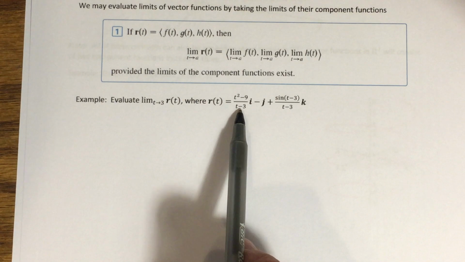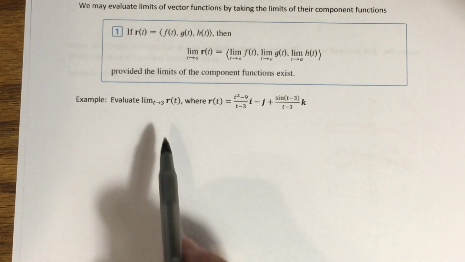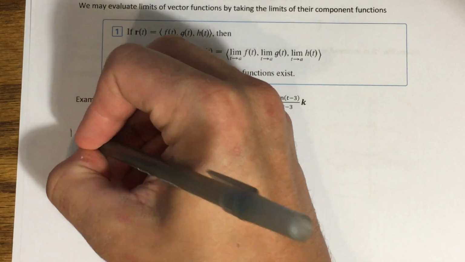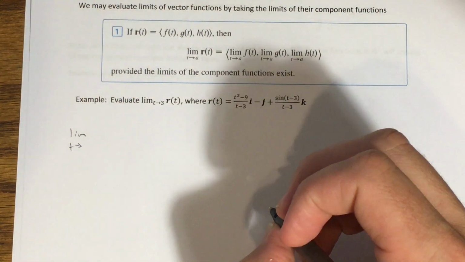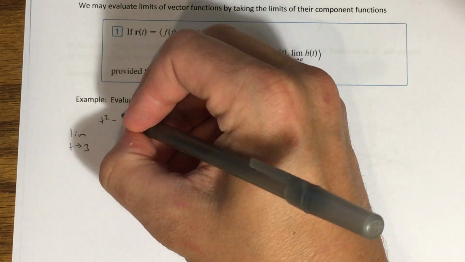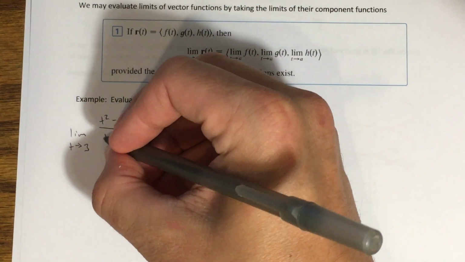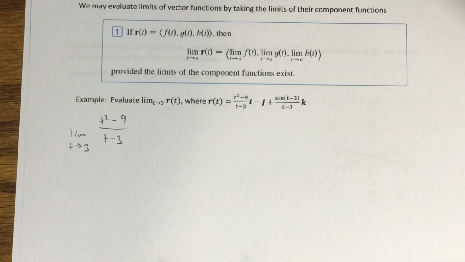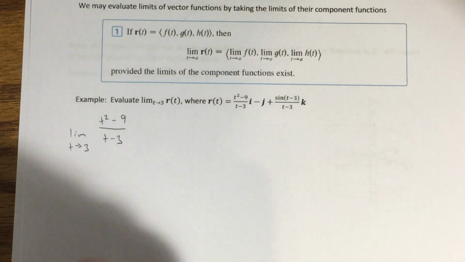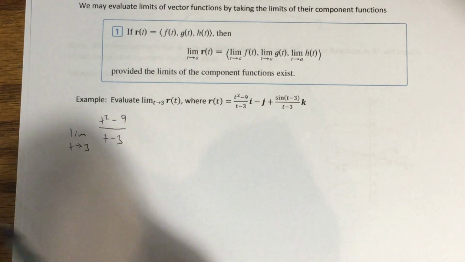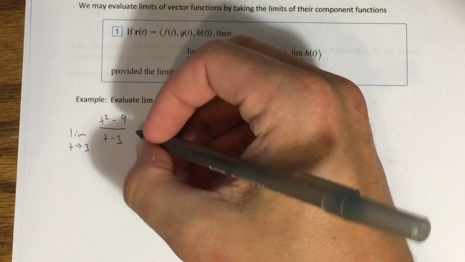I want to find the limit as t approaches 3 of r of t, where r of t is this vector function. Notice we're using that ijk notation here. So first I need to determine what are the three component functions, and then after that, what are the limits of those? So the first one, the limit as t approaches 3 of t squared minus 9 over t minus 3. That's the first component function in this vector function. And this is a classic type of problem when we're first introducing limits in Calculus 1. There's different ways to solve this. You could use L'Hopital's rule, but that's almost overkill here.